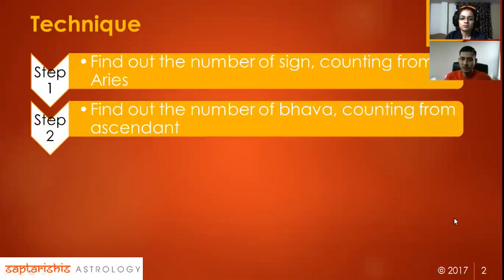The second thing is we need to count the number of the bhava. We have to see which bhava the Leo sign is in, in the person's chart. So you have to count the number from the ascendant till Leo. First we counted from Aries, now we are counting from the ascendant. The counting starts with 1, not from 0, so it is 1 for the ascendant.